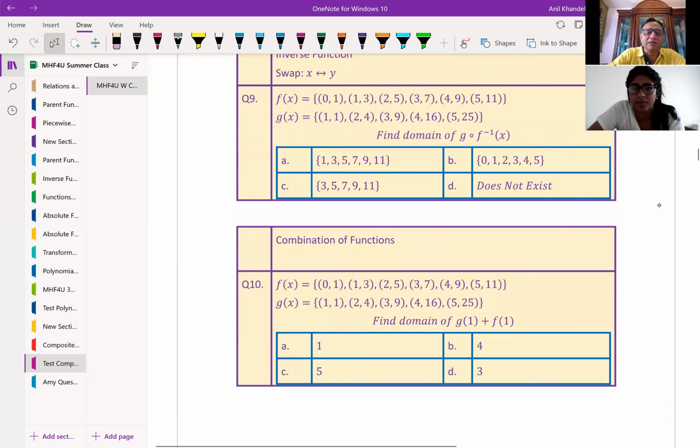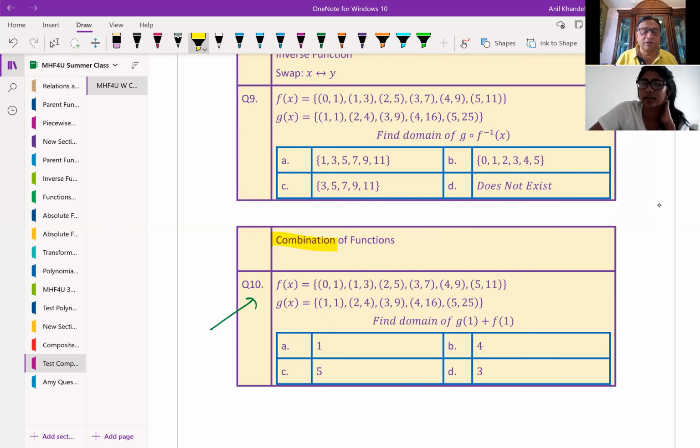Question number 10 is combination of functions. When we say composition, there's another word which says combination. Combination is not really composition. It is like adding and subtracting. It's a different operation. You're not changing any function, you're just combining the two, adding or subtracting. So that is combination.